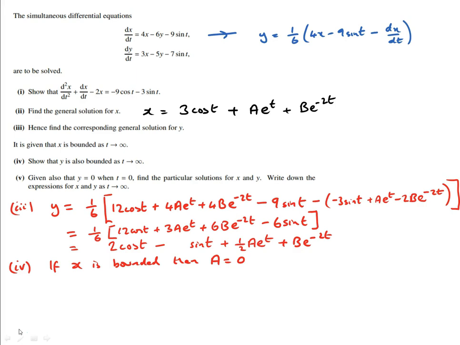And we can see that if x is bounded, and looking at the expression for y, then cos t is bounded, 2 cos t is bounded between 2 and minus 2. Sin t is bounded between 1 and minus 1. There's no e to the t term because a is equal to 0. And e to the minus 2t tends to 0 as t tends to infinity. So if x is bounded, then y is also going to be bounded.